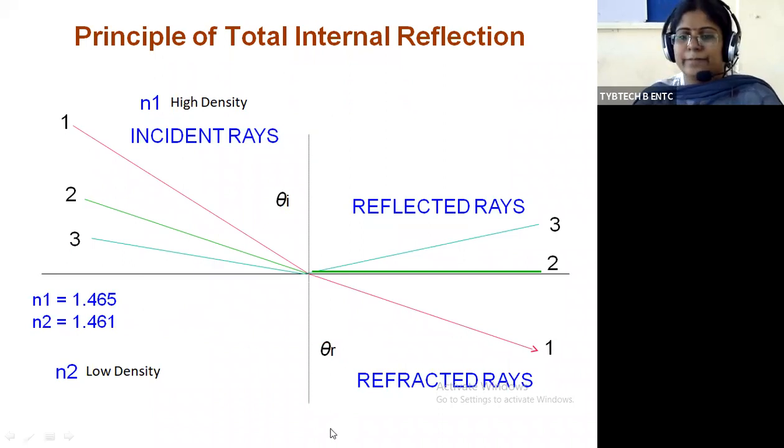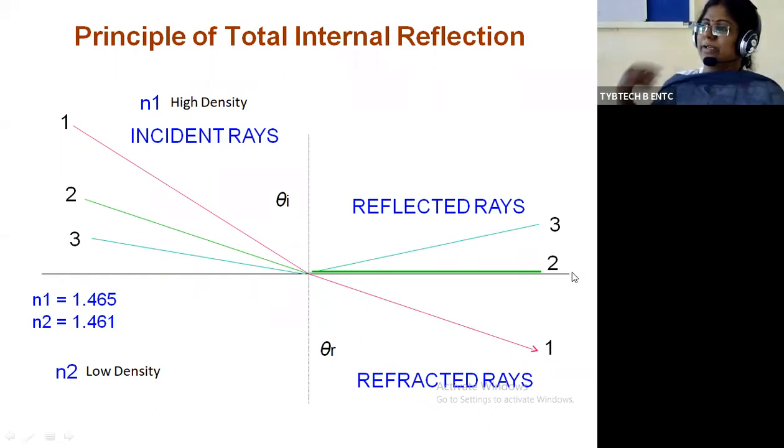Refraction case is simple. In this diagram, this N1 is shown, which means this is the core, and this is N2. So N1 has high density because the core has a higher refractive index, and this N2 is low density because N2 has a lower refractive index. This is the core, this is the cladding, and this ray 1 is incident on this line. This line is called the core-cladding interface.